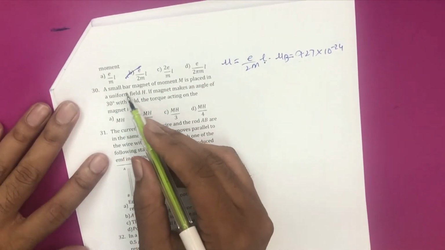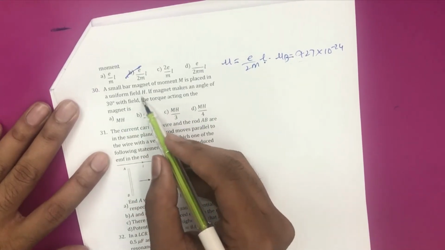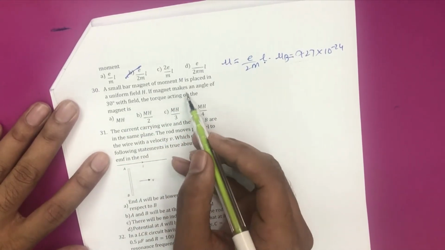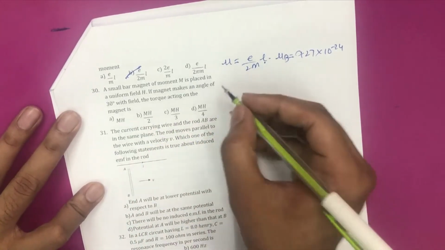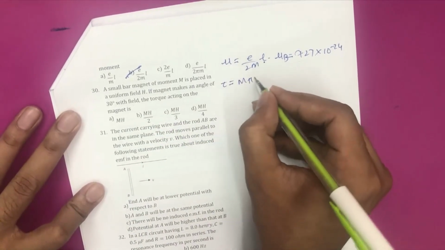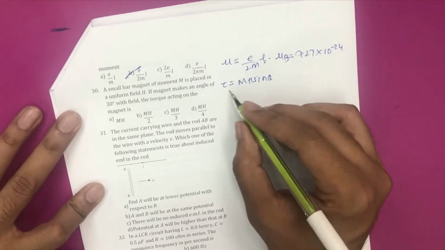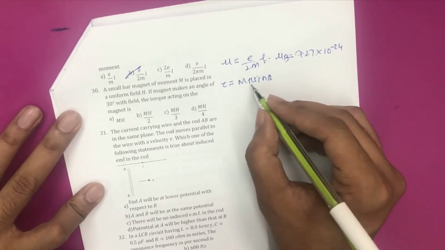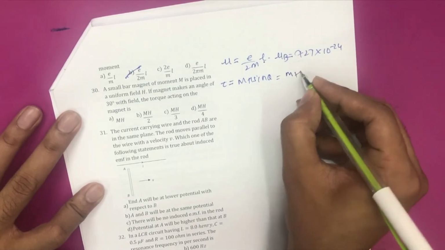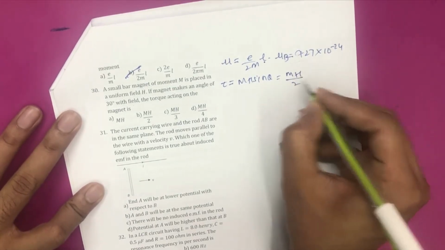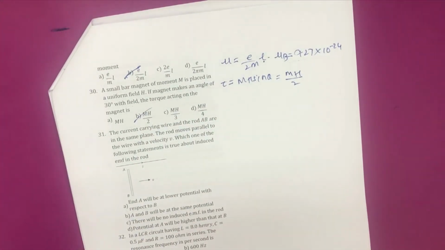Question 30. A small bar magnet of moment capital M is placed in a uniform field H. If the magnet makes an angle of 30 degrees with the field, the torque acting on the magnet is. Torque acting is given by MH sin theta. The values of M and H are not given, so we will keep M and H as they are, and theta is 30 degrees, so that will make it MH sin 30. Sin 30 is half, so that will become MH by 2. So the correct answer would be option B.